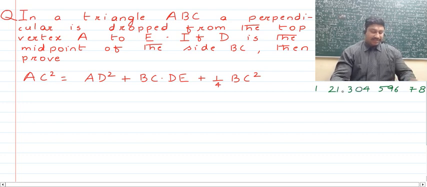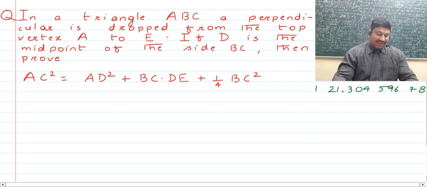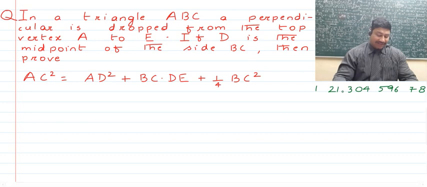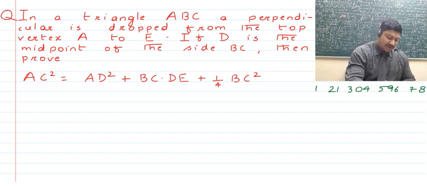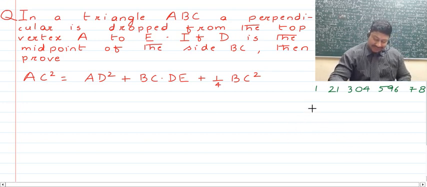Right. Now let's discuss the sum. In the question you've been given that there is a triangle ABC. A perpendicular is dropped from the vertex A to E. So let us first form a right angle triangle, right? Now let us say that we have a triangle to be, say, something like this.